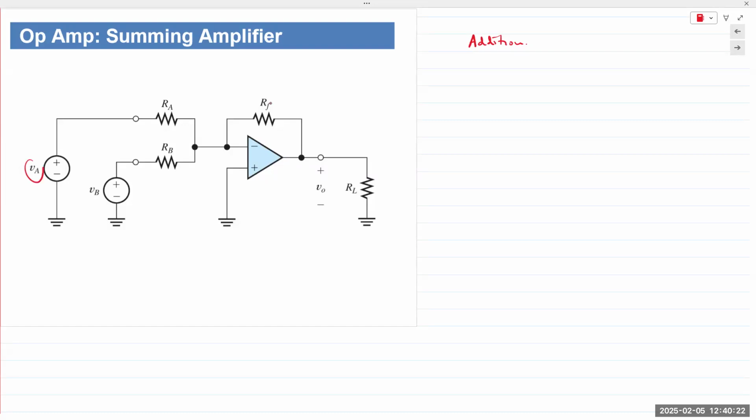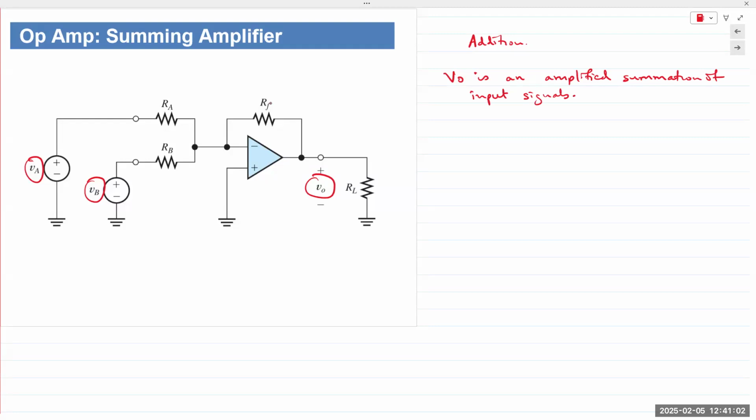So in this example, we are applying 2 voltages, VA and VB, to the inverting terminal. And the resulting output, VO, would be an amplified sum of VA and VB. Okay, so V out or VO is an amplified sum or summation of input signals. Okay.